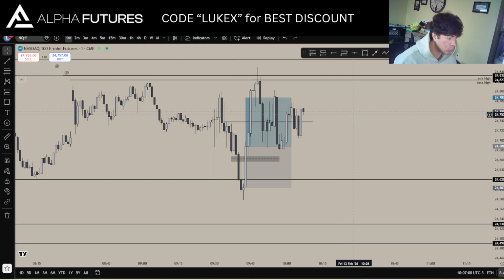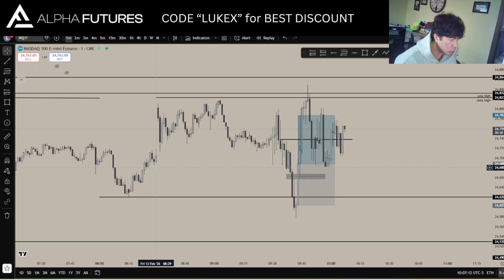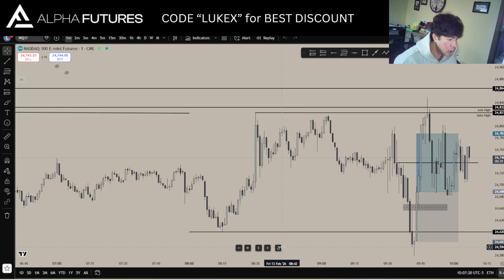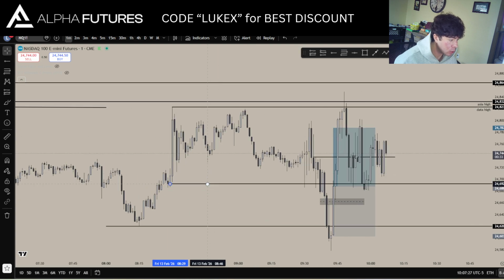And then for sell side, we had, where was it? The data low, which was right here. No, wait, where was it? My screen's glitching out, but let me reload the page so you guys can see what I'm talking about. So we had the 8:30 low, which was right here, this candle. Let me mark that out. So we had data lows, we had liquidity down here.